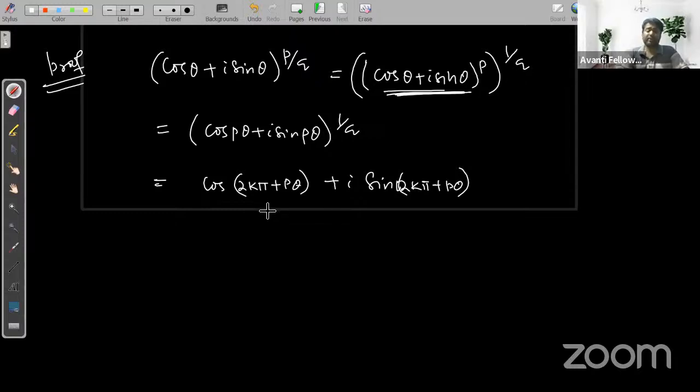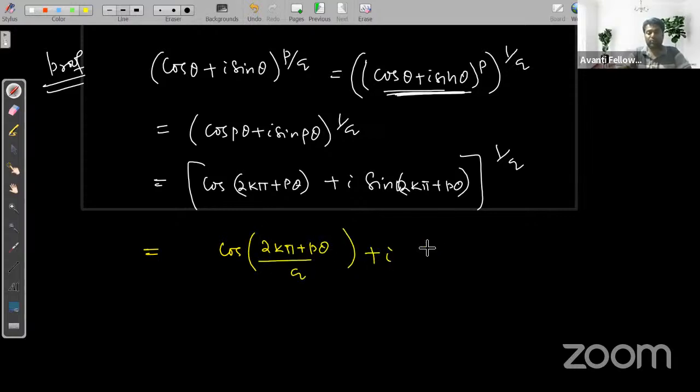So in place of pθ, if you write 2kπ + pθ, this again gives you cos pθ. Similarly, if you write sin(2kπ + pθ), it also gives you sin pθ. Right? So now, by using de Moivre's theorem again, what you are getting is cos((2kπ + pθ)/q) + i sin((2kπ + pθ)/q). Yes or no? So now it is proved.